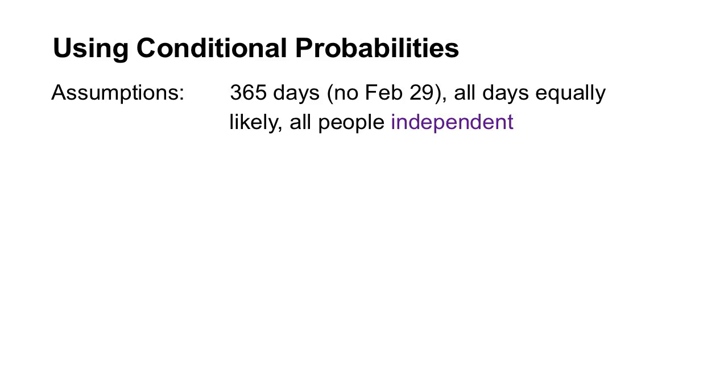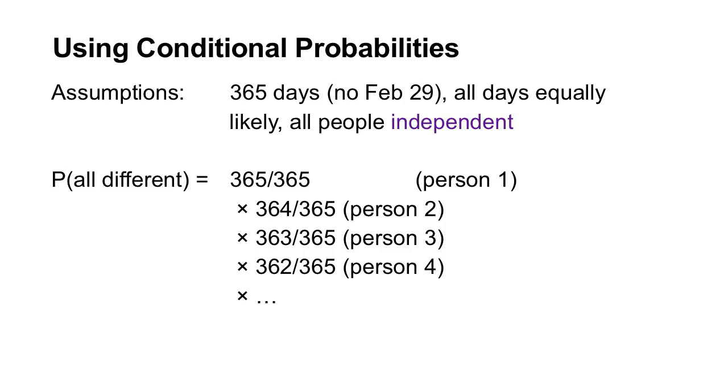We made the following assumptions. There are 365 days in a year, so we are ignoring February 29th. We assume that all days are equally likely. And finally, that we are all independent of each other. Your birthday doesn't affect mine, nor anyone else's in the room. And then we just saw the probability of the complement of the original event, namely all of us having birthdays on different days, is one big long multiplication.